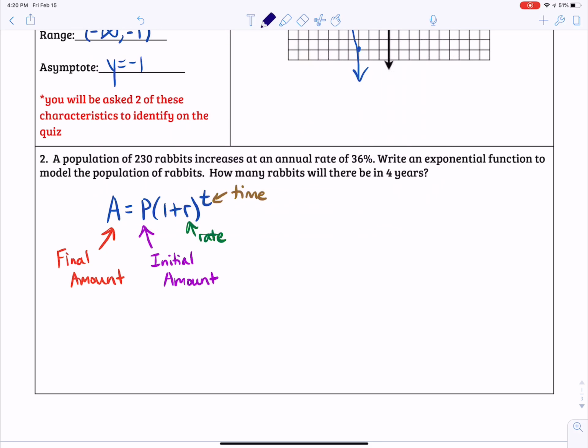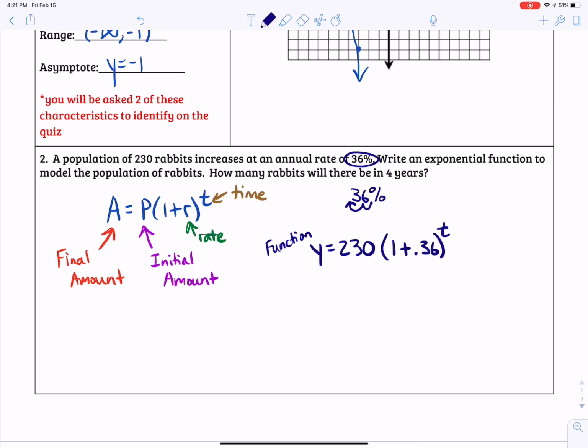We know a population of 230 rabbits, so that's the initial amount. 230 rabbits increases at an annual rate of 36%. Remember, we changed that percent into a decimal to write it. Your decimal right now is behind the 6. We need to move it over 2 places to the left. So we'll say 1 plus 0.36. And then we're just going to write the function. We're just going to leave the t and write y equals. If you make the t like an x, it doesn't matter as long as that's written out. So that is our function.